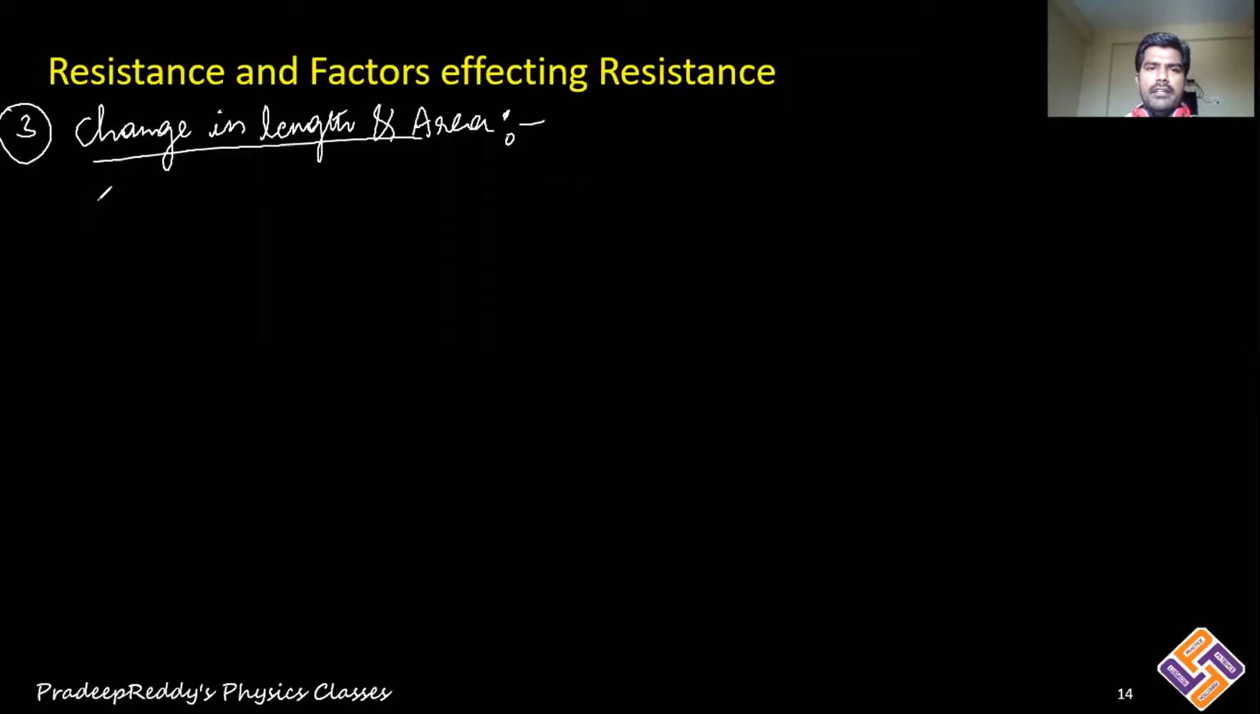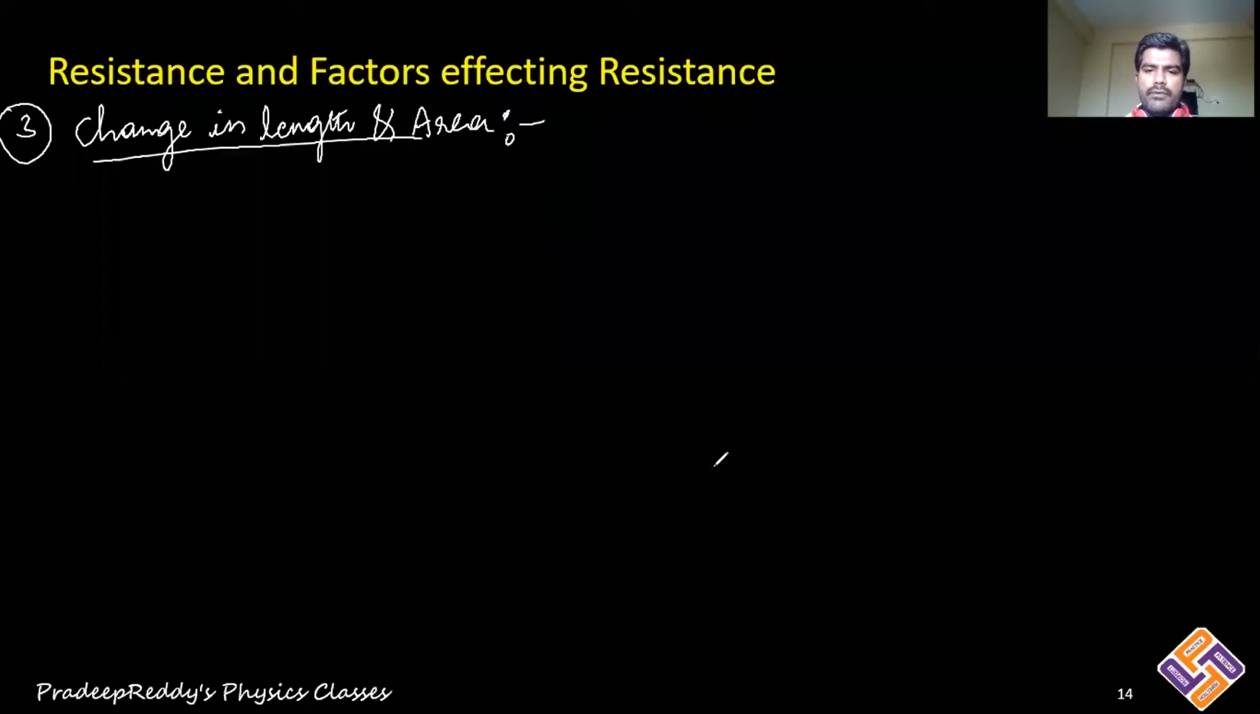The third factor which changes the resistance is when both length as well as area of cross section are changing. In the first case only length is changing, area is constant, and in the second case only area is changing, length of the conductor remains constant. Now the third one, length changes and as well as area of cross section also changes.